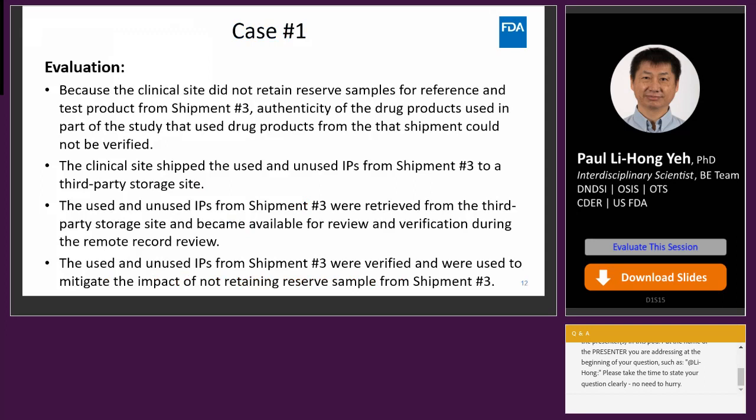Our evaluations are: because the clinical site did not retain reserve samples for reference and test product from shipment number 3, authenticity of the drug products used in part of the study that used drug products from that shipment could not be verified. The clinical site shipped the used and unused IPs from shipment 3 to a third-party storage site. The used and unused IPs from shipment 3 were retrieved from the third-party storage site and became available for review and verification during the remote record review. The used and unused IPs from shipment number 3 were verified and were used to mitigate the impact of not retaining reserve sample from shipment number 3.